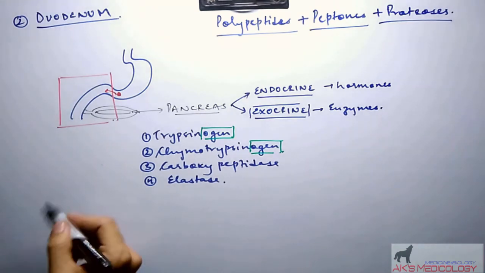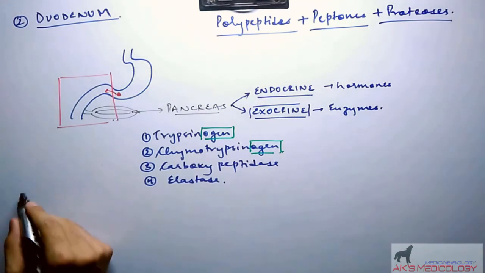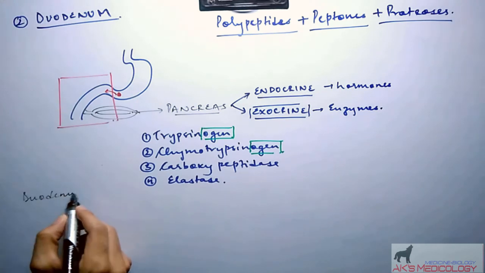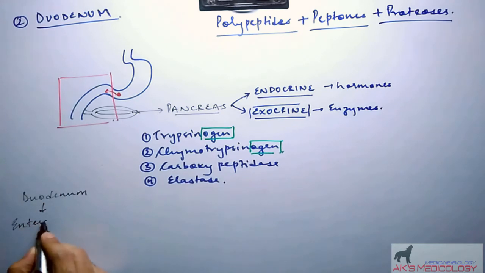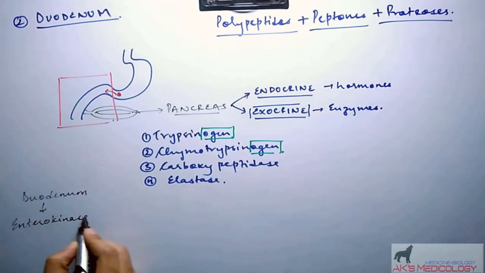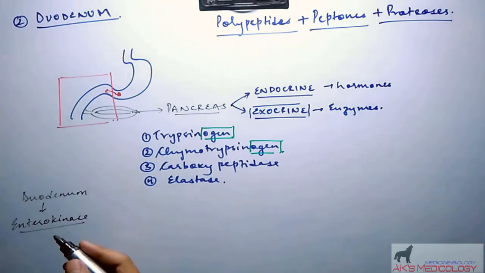From the small intestine, or rather the duodenum, there is release of enterokinase. Now, enterokinase is a non-digestive enzyme which is released from the duodenum itself. Literally, if we break the word, entero means intestine and kinase means motility. It basically increases the motility of the intestine. It is a non-digestive enzyme but plays a very important role in the activation of trypsinogen.